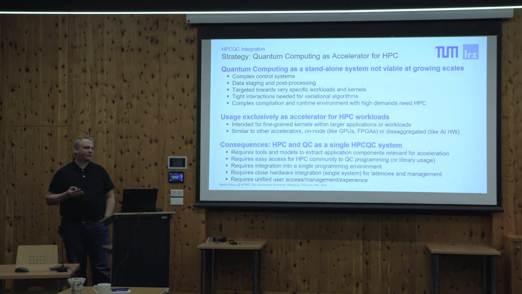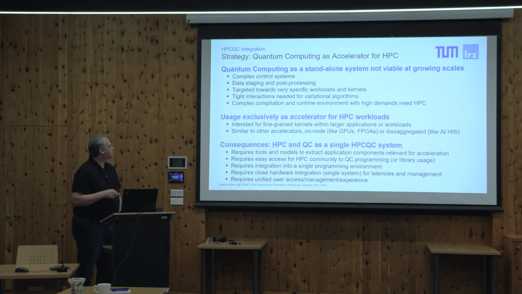As a consequence, we're really trying to see this as one thing: HPC and QC as one single system. But this requires, of course, having the tools and models to extract these application components. What is actually quantumable? What can we actually extract and send to the quantum system? We need to have easy access. Also, people on HPC, at least that's what we always try to write, are not supposed to be the computer science experts, but the domain scientists. Right now, this is really hard with quantum because you need to be a quantum physicist to run this. And that, of course, is not scalable either.